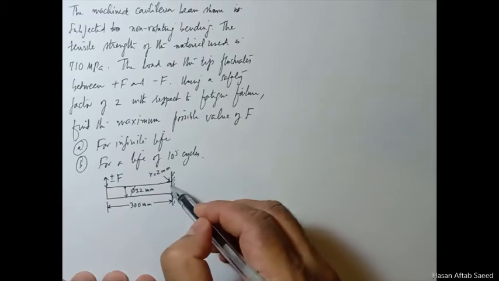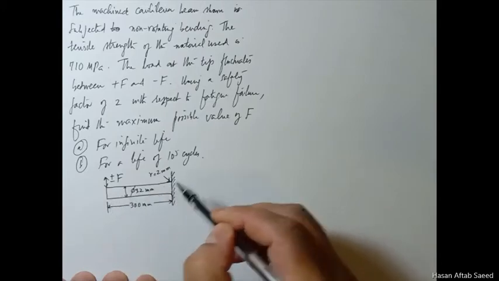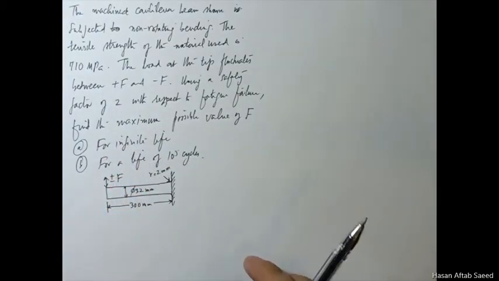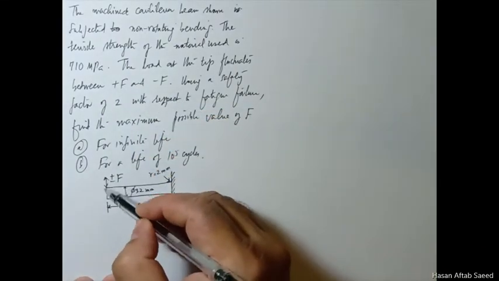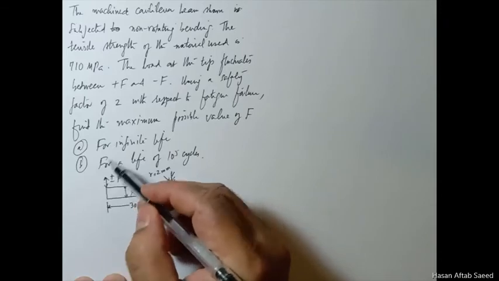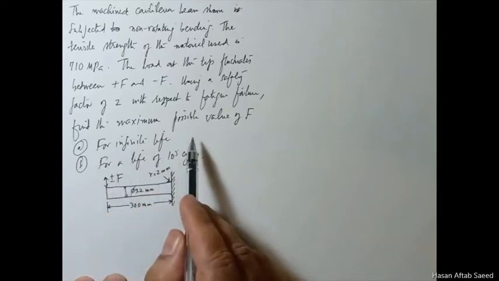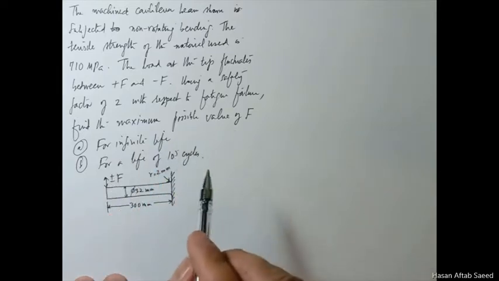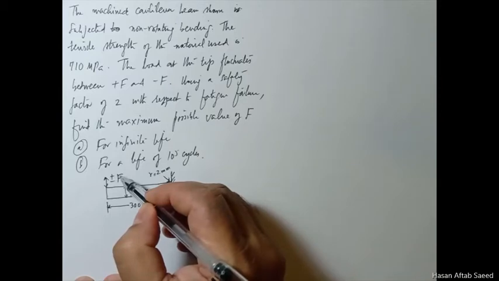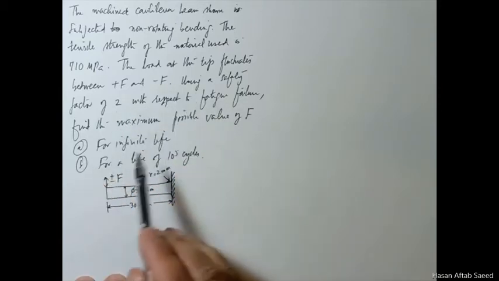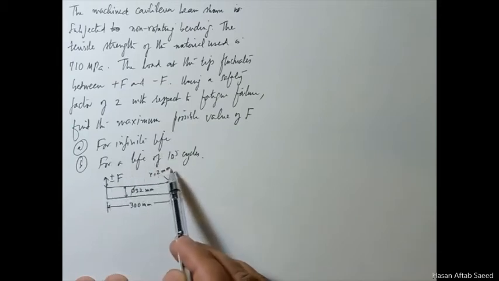This beam is welded. The tensile strength of the material used is 710 MPa. This is given to you. And the load at the tip fluctuates between plus F and minus F, like this. Using a factor of safety of 2 with respect to fatigue failure, find the maximum possible value of F. Now you are basically going to find the value of F for which we have a factor of safety of 2, for infinite life and for a life of 10 raised to the power 5 cycles.